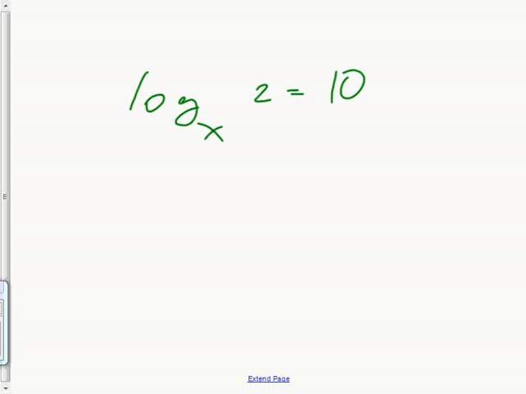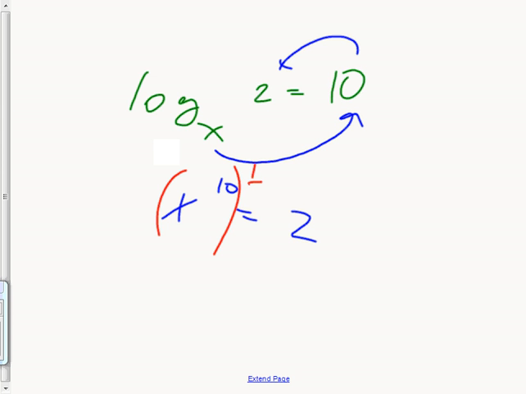So to really test if you can rewrite things, I'm going to do it with all variables in a second. But this you should have said x to the 10th equals 2. And then how do you fix that? Put it to the power of 1/10. And this becomes 10 times 1/10, which turns into 1. And that means x to the 1, which is just x, equals 2 to the 1/10 power.